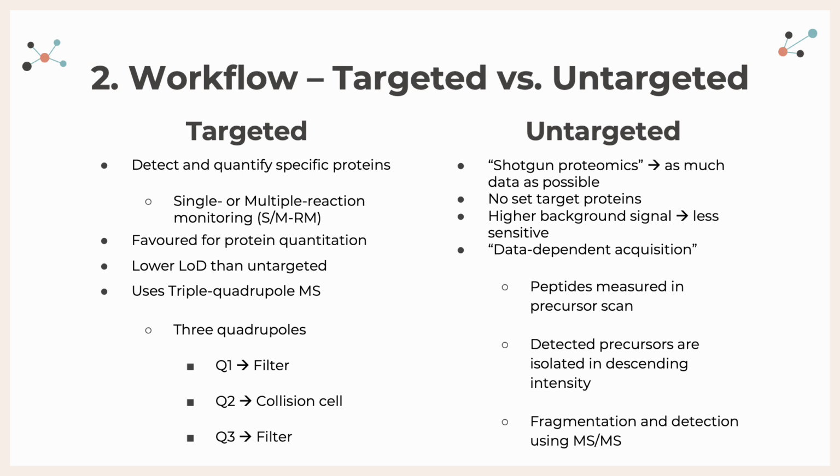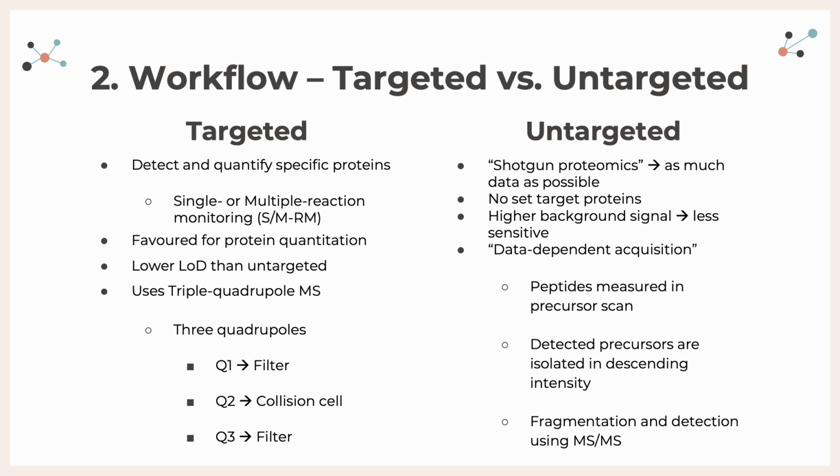Because again, you're trying to get as much data, so everything's just being analyzed. The untargeted method uses something called data-dependent acquisition, where the peptides are measured first in a precursor scan, and then that informs what you're going to do next. So you start off with untargeted and then essentially go to targeted. You're first going to determine what proteins or peptides are present, and then you're going to set conditions specific to that protein or peptide, and then obtain your mass spectra.